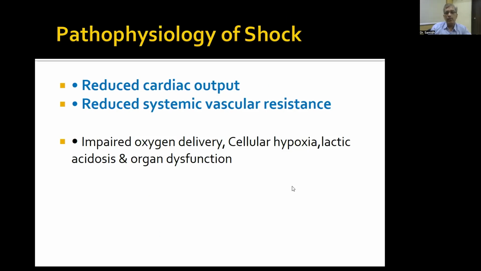The two basic pathophysiologies of shock are reduced cardiac output and reduced systemic vascular resistance. In the majority of shock, both of these can be present, and this leads to impaired oxygen delivery, cellular hypoxia, lactic acidosis, and finally organ dysfunction if left untreated.